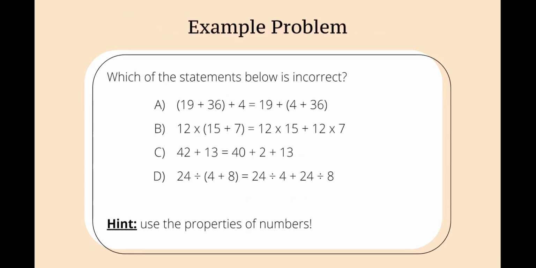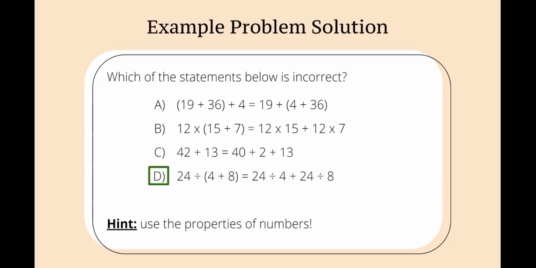Let's do an example problem. It asks, which of the statements below is incorrect? This looks like a long problem, but if you use the properties of numbers, it'll be shorter. Pause the video and try it yourself, and then we'll go through the answers together. Here's the right answer. It's D. Let's see why.